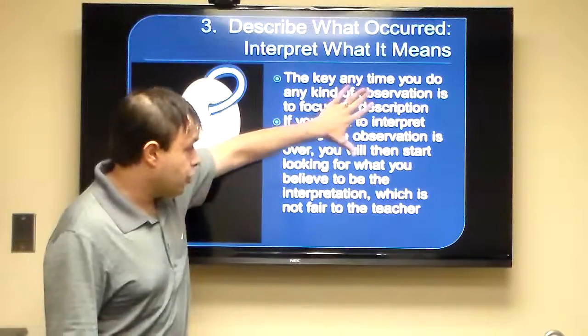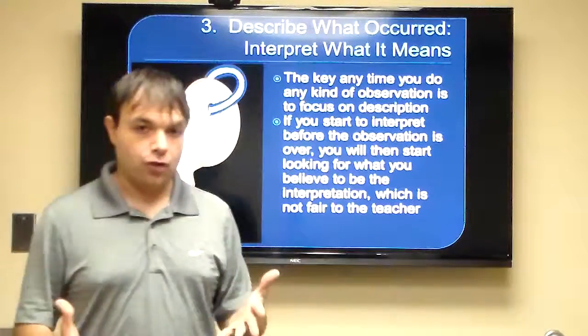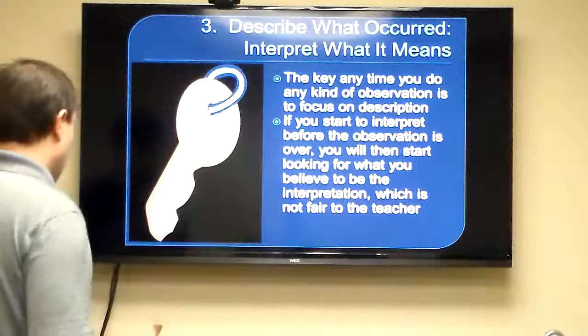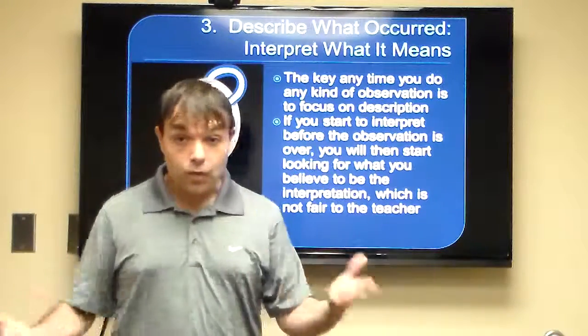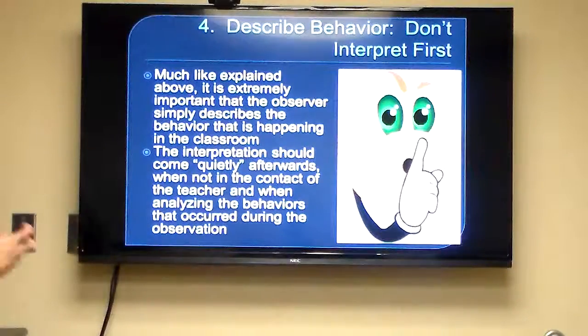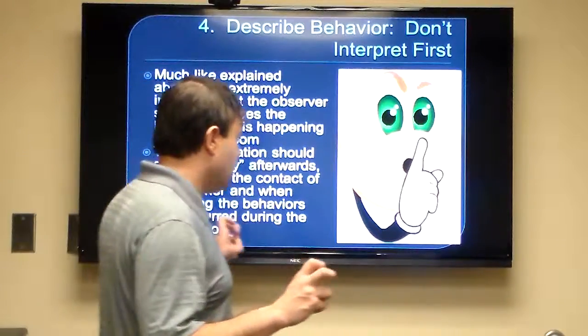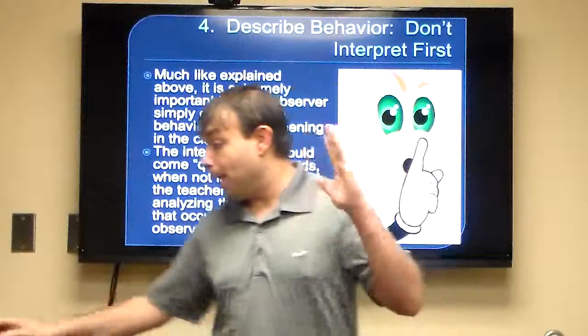Do the description first, don't interpret. It's not fair to the teacher without having a full description because you might not know where the teacher was going. And you're going to think differently than the teacher does. We all do, but it's how it's presented. So, much like above, describe behavior and don't interpret it. The interpretation is done quietly afterwards, not in the presence of the teacher. When you're looking at the behaviors that occurred during the observation, you do it privately and quietly in your office. Don't do it while the teacher's in the room. I beg that of you.